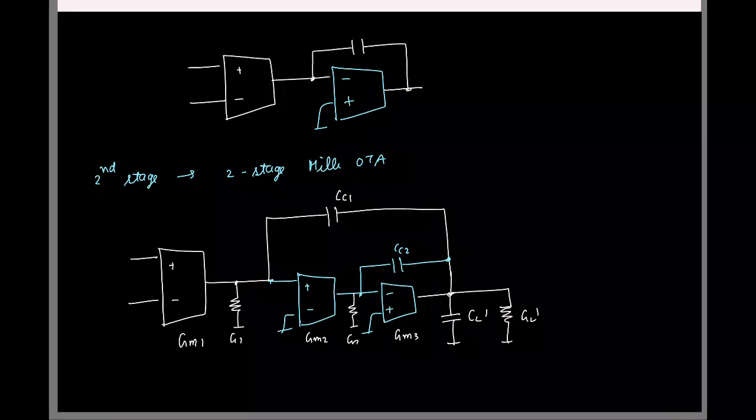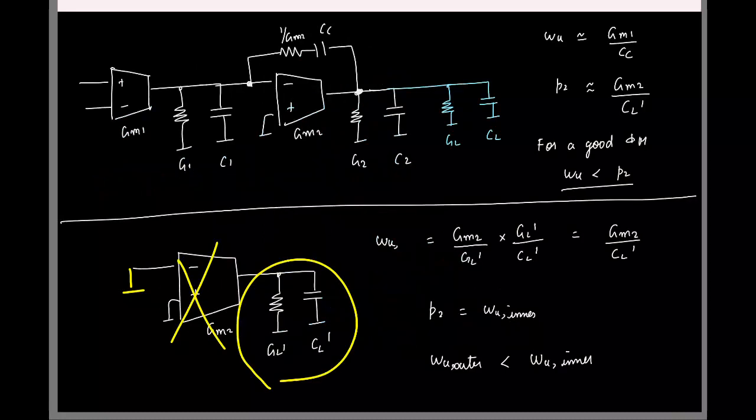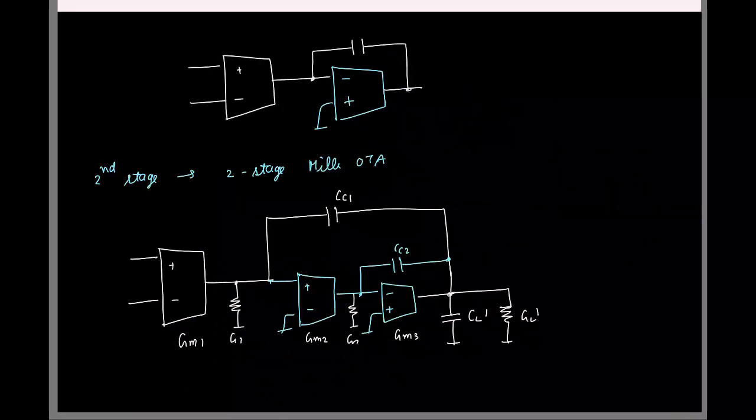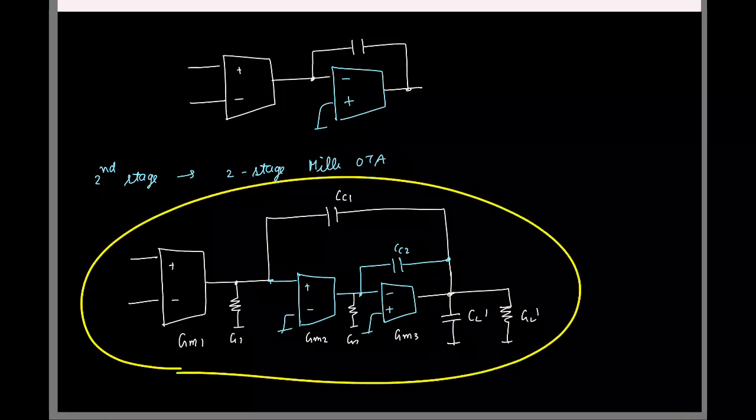Now again we need to find the conditions for stability, right? And for that I'll use the understanding we had here. For the Miller OTA, the stability condition was to make sure that the omega u for the outer stage is smaller than the omega u for the inner stage. The stage means the whole stage, yeah. So here, what if this is the outermost stage? What is the omega u for the outermost thing?